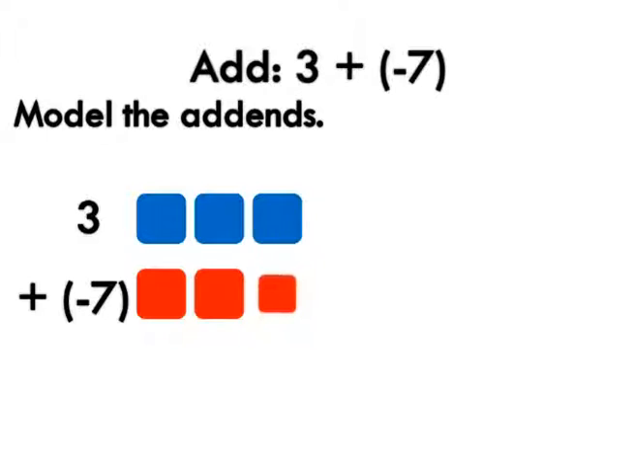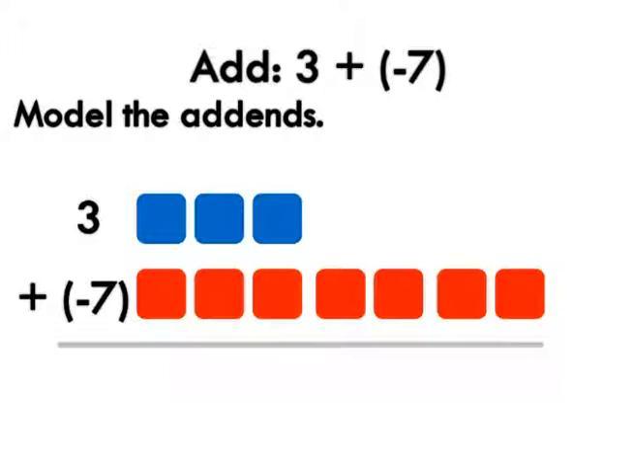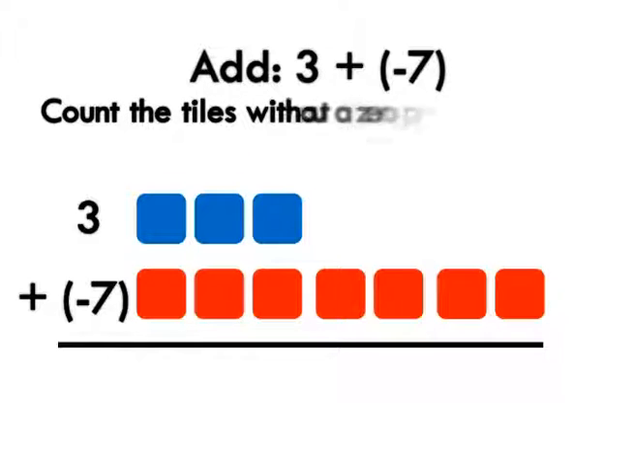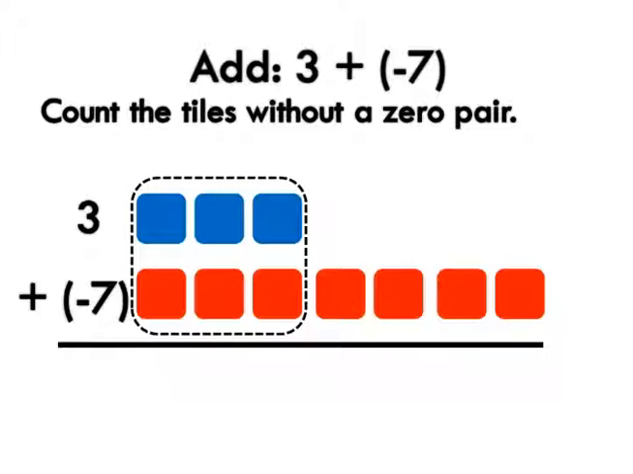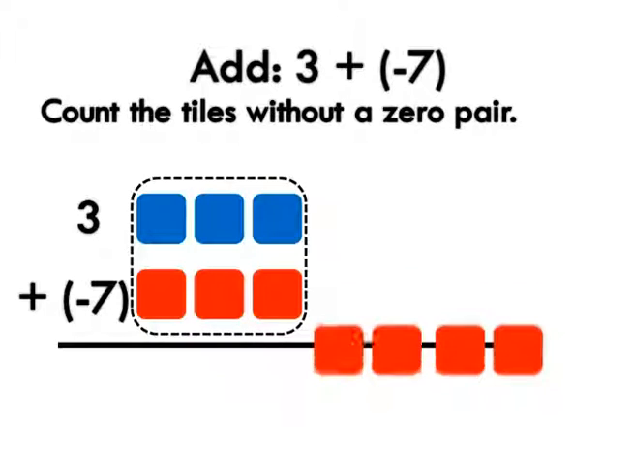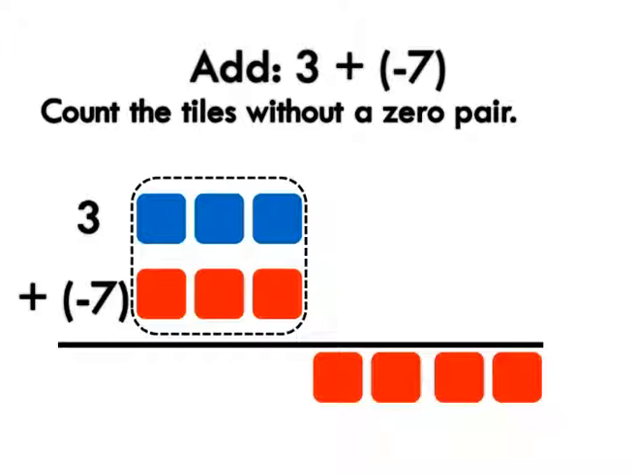So 1, 2, 3, 4, 5, 6, and 7. Now the second step is to count the tiles without a zero pair. Now as you can see, there are 3 zero pairs. Now count the tiles without a zero pair. We have 1, 2, 3, and 4 red tiles. So that means the sum is a negative 4 since there are 4 red tiles. Therefore, 3 plus negative 7 is negative 4.